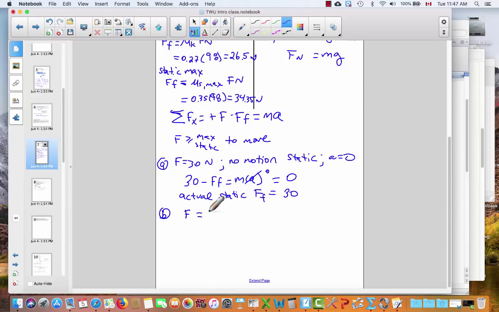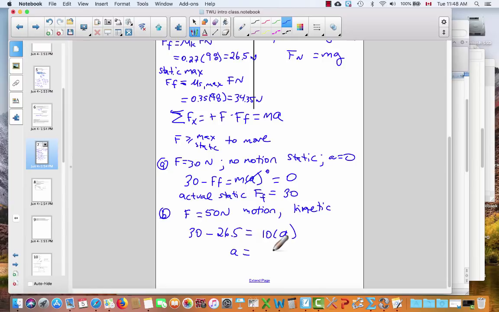Part B of this example, we're told that we're pushing with 50 newtons of applied force. So that's going to overcome static friction. We're now going to be kinetic. So now when we substitute in, it's our 30 newtons of applied force minus our 26.5 newtons of kinetic friction. And that will equal our mass times our unknown acceleration, and we can actually solve for that acceleration.